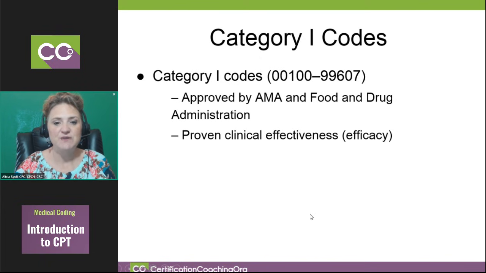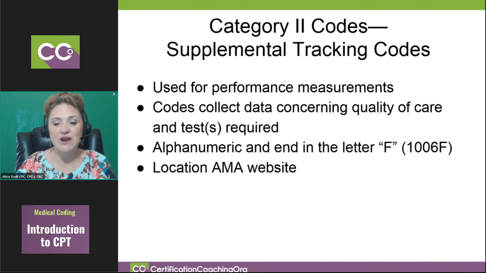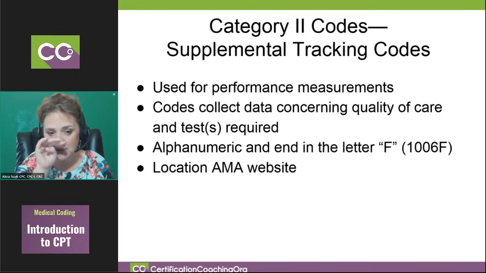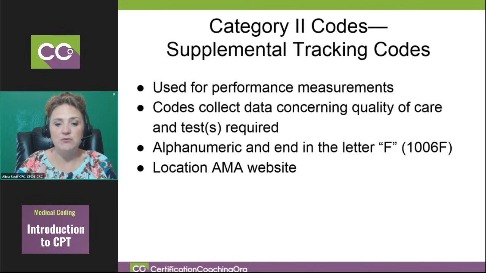So those are category 1 codes. Category 2 codes are those supplemental tracking codes. They're going to look alphanumeric, like 1006F. The F just tells you it's a baby code, a temporary code. You can always go to the AMA and look at more information about it, but they're doing performance measurements, and eventually it could turn into a Category 1 code, a regular CPT code.